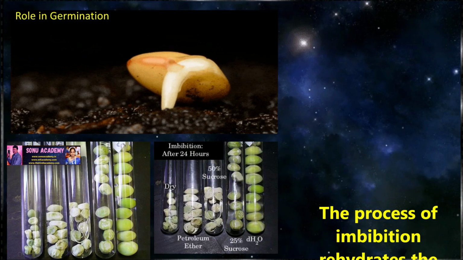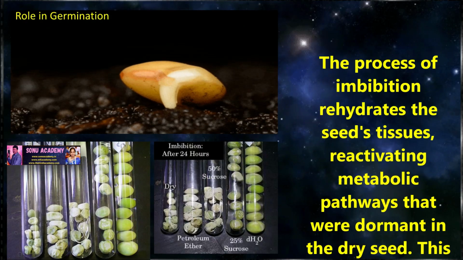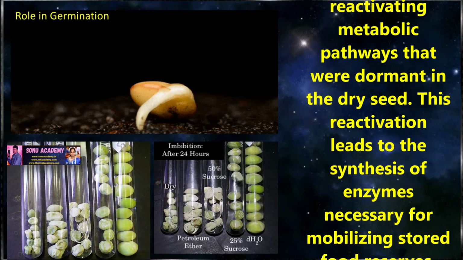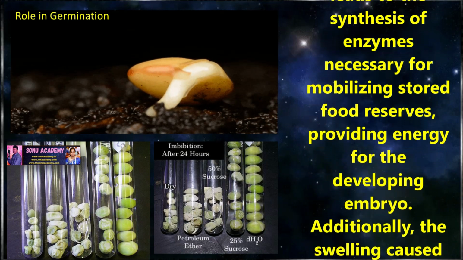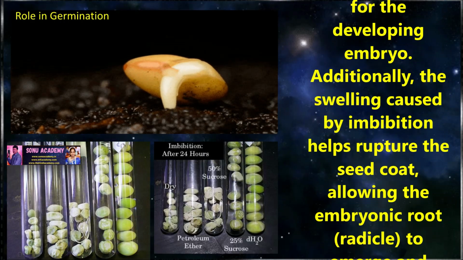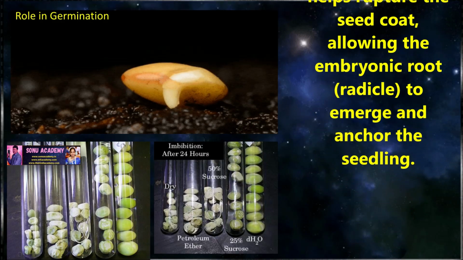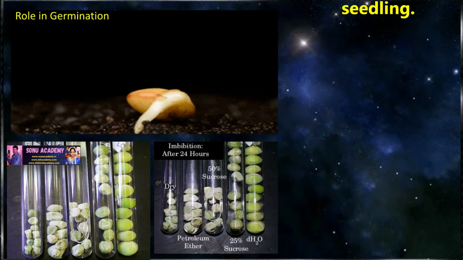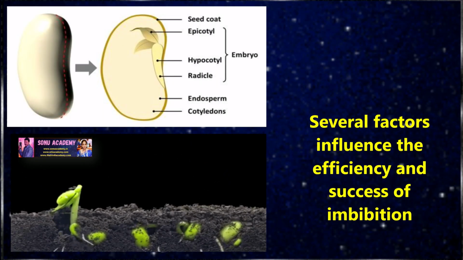Children, now let us discuss its role in germination. The process of imbibition rehydrates the seed's tissue, reactivating metabolic pathways that were dormant in the dry seed. This reactivation leads to the synthesis of enzymes necessary for metabolizing stored food reserves, providing energy for the developing embryo. Additionally, the swelling caused by imbibition helps rupture the seed coat, allowing the embryonic root, the radicle, to emerge and anchor the seedling.